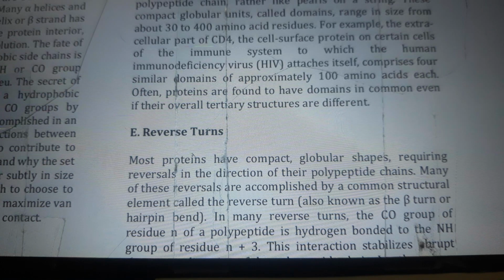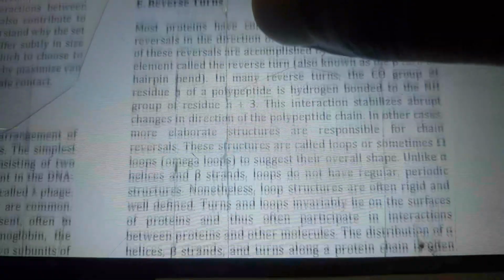For example, the extracellular part of CD4, the cell surface protein on certain cells of the immune system to which the human immunodeficiency virus, HIV, attaches itself, comprises 4 similar domains of approximately 100 amino acids each. Often proteins are found to have domains in common, even if the overall tertiary structures are different.